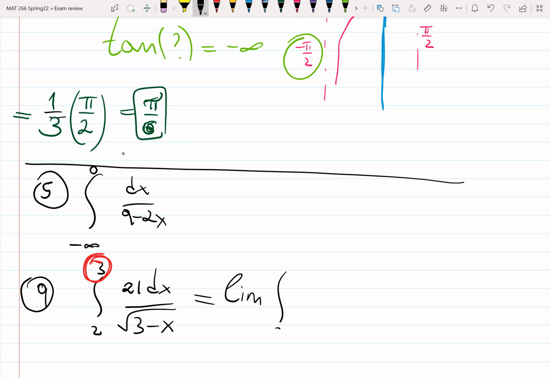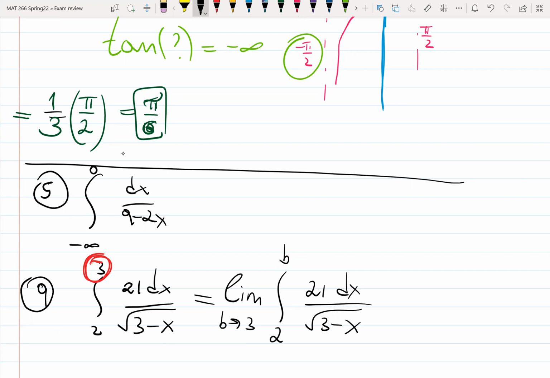So it's going to be integral from 2 to b, b goes to 3, 21 dx all over the square root of 3 minus x. Integrate the integral separately. In this case, it is a power rule, actually, or you can do your substitution, figure it out by yourself, plug the top minus the bottom, and check out what's happening at b when b goes to 3 in this case.